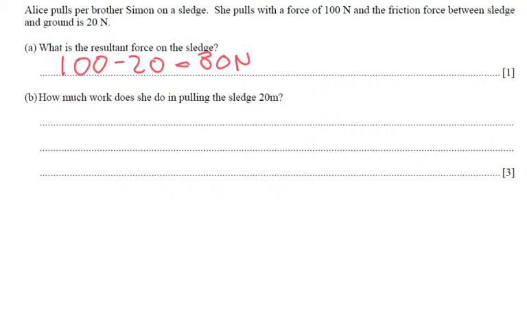How much work does she do in pulling the sledge 20 meters? So work done is equal to the force times the distance. So that's going to give us the force, which is 80, times the distance s. So 80 times 20 is 1,600. And work done is measured in joules, so we just need to put a J there.